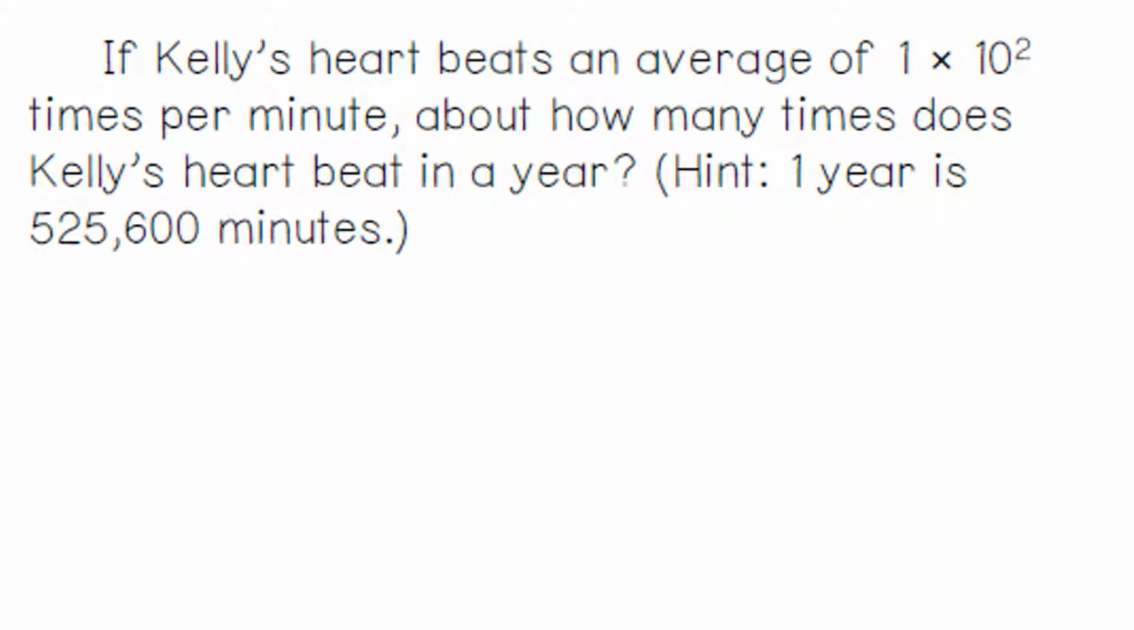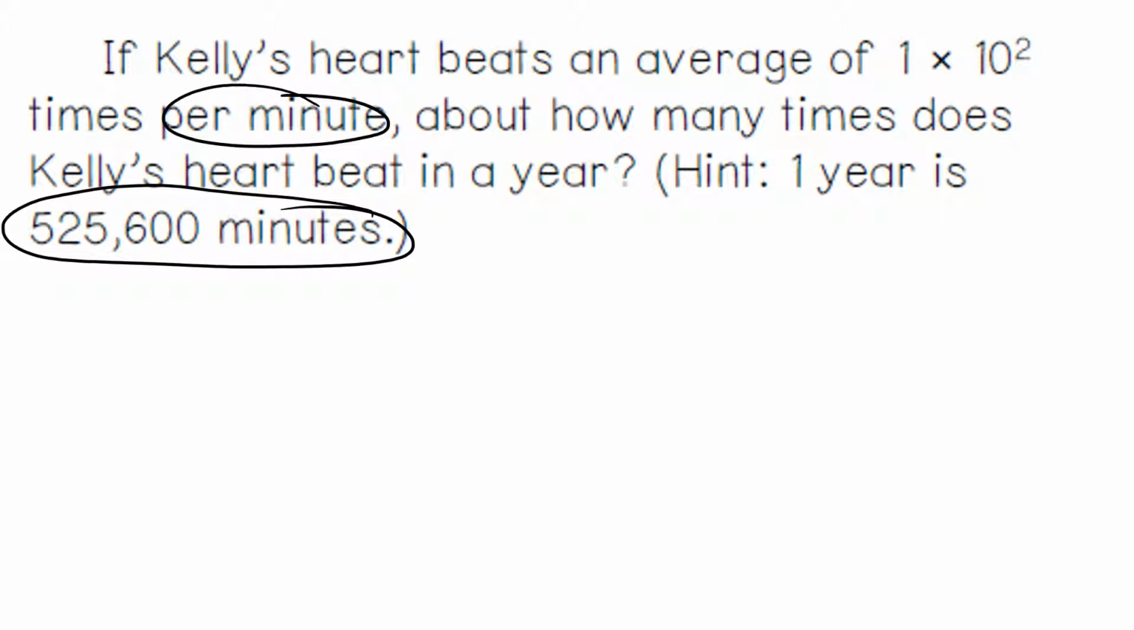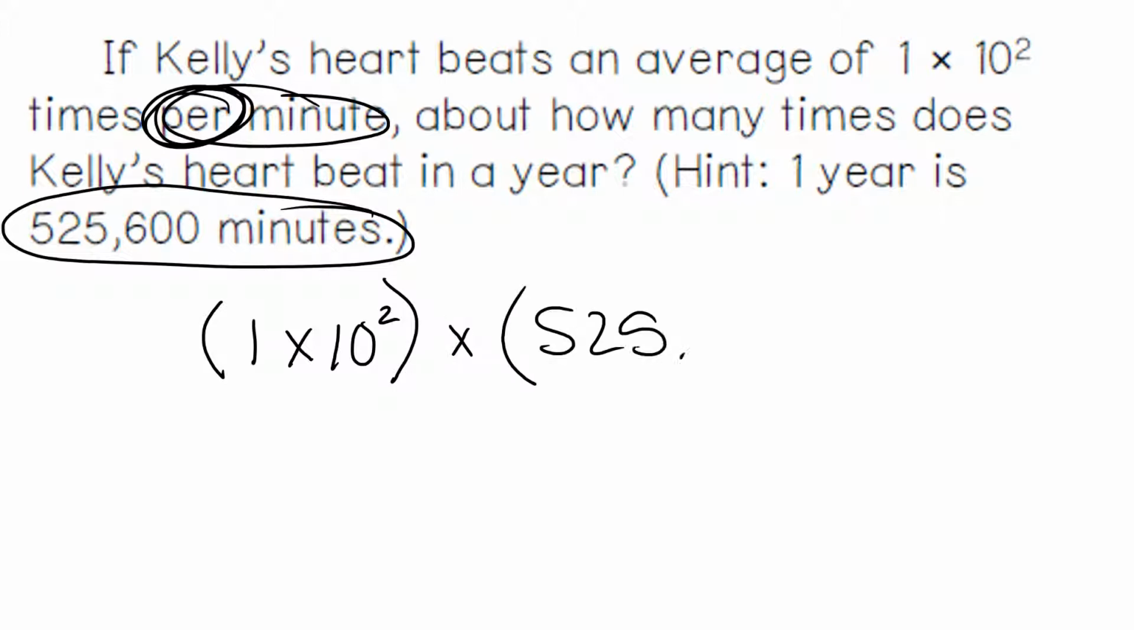If Kelly's heart beats an average of 1 times 10 to the second times per minute, about how many times does Kelly's heart beat in a year? Hint, 1 year is 525,600 minutes. So we are going from 1 minute to that many minutes. 1 to many means multiply, as does the keyword here, per. So we're going to multiply our two numbers together, 1 times 10 to the second, and the second number, 525,600 minutes. Remember, we write them in parentheses. Even if it's not in the word problem, we still write it with parentheses.